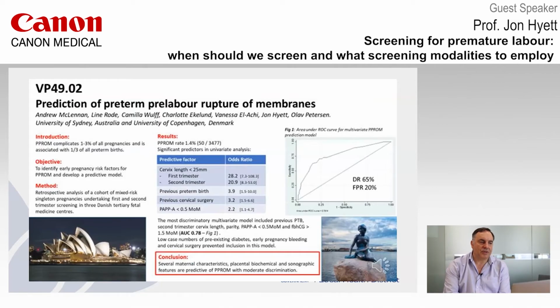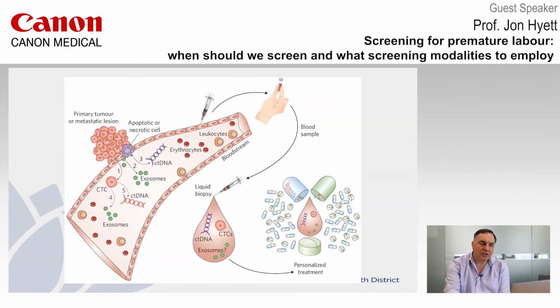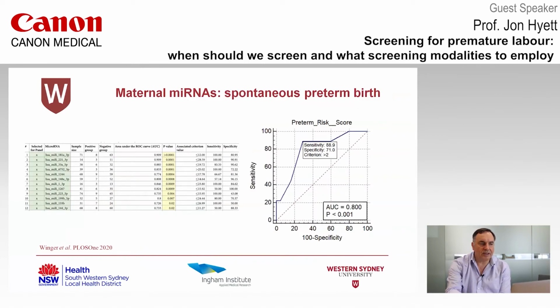We do think, though, that cervical length will be useful in the prediction of preterm pre-labour rupture of membranes. So just to finish, this is an example of other markers that we might be able to use. We might be able to look at the vaginal microbiome to predict spontaneous preterm birth. And if we look at some of the epigenetic and genetic markers in our bloodstream, akin to looking at cell-free DNA, then you can see that if we look at maternal microRNAs, there is a specific signal that's associated with preterm birth.